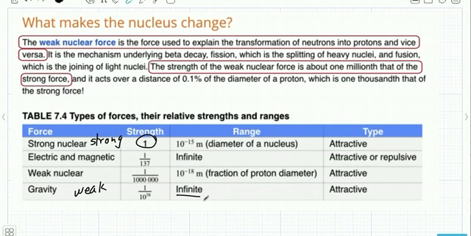So gravity is everywhere on Earth, whereas the strong nuclear force only happens in a very, very, very, very small diameter of a nucleus. Okay, and all of these are attractive forces except magnetic and electric, because they can also be repulsive if you have same charges or same polarities on magnets.